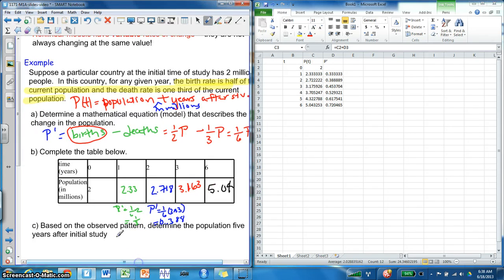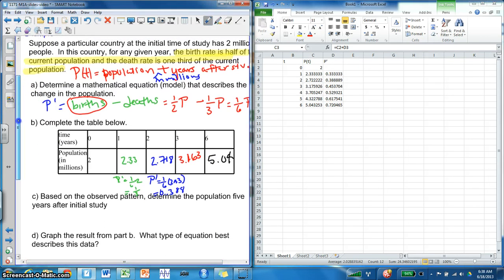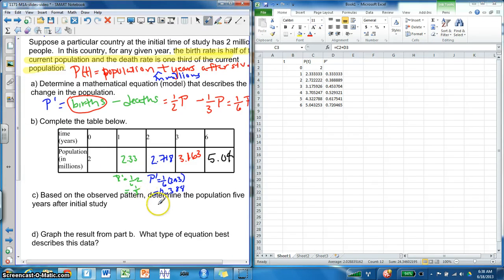Okay, so the next question says, based on our observed pattern, determine the population after 5 years of study. Well, we did it in Excel, so it's kind of cheating. But what we did was we always took 1/6 of the current and added that to our previous one. So I could just do that same pattern, and I eventually get that P of 5 is equal to, it would be this.